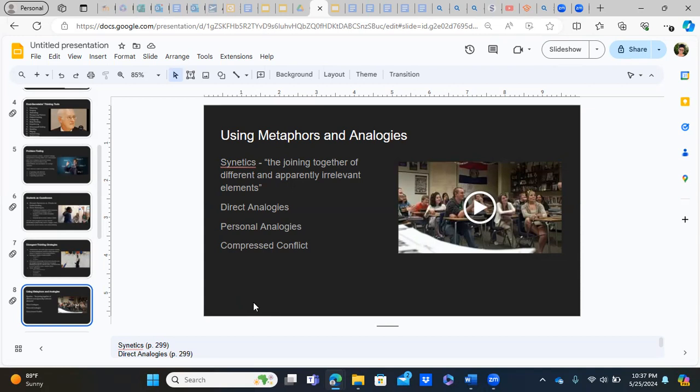There are four levels of involvement for a personal analogy. Number one is first-person description of the facts. So at this level, the person describes what is known about the object or the animal.